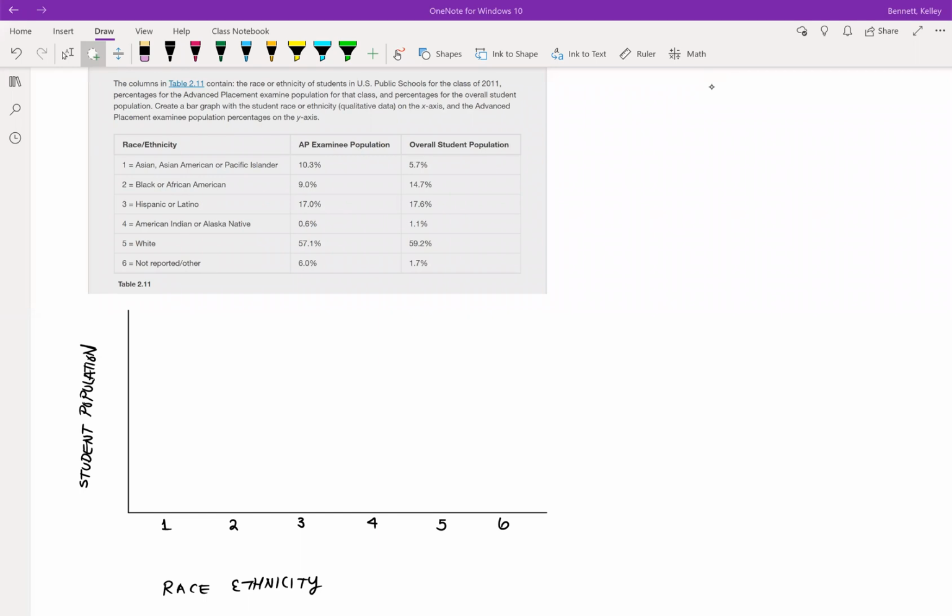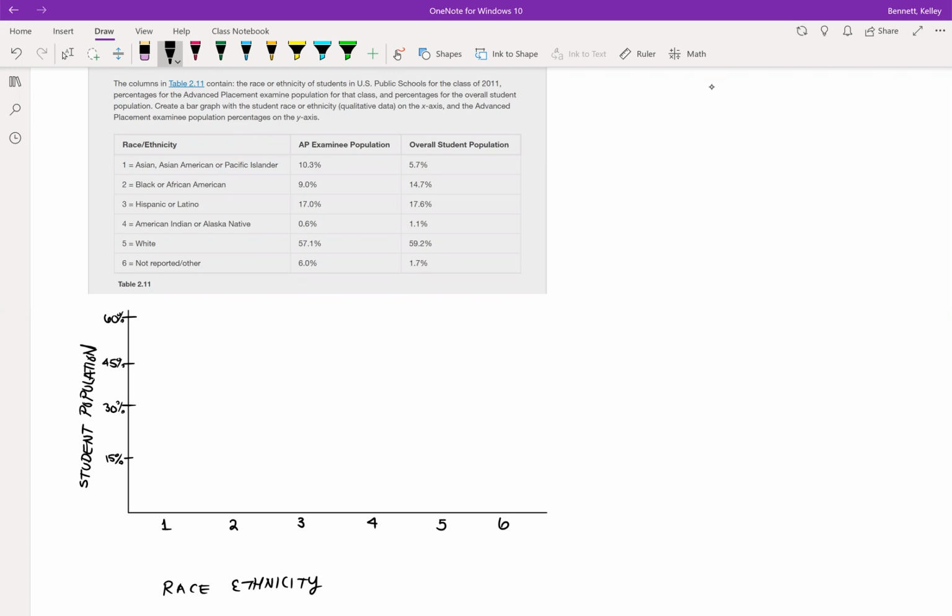So in order to do this, I need again to record the proportion of the student population. My highest value here is 59.2, so I think I'm going to go up to 60. Then from here, I'll just break it into half. So we're going to have 30, 45. These are all percents. Then I have 15%. Okay, so now I can go ahead.